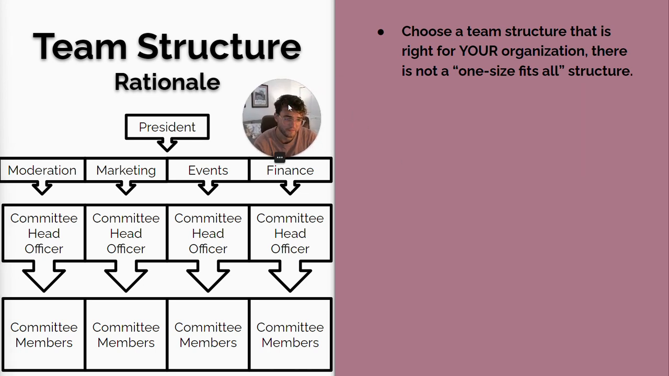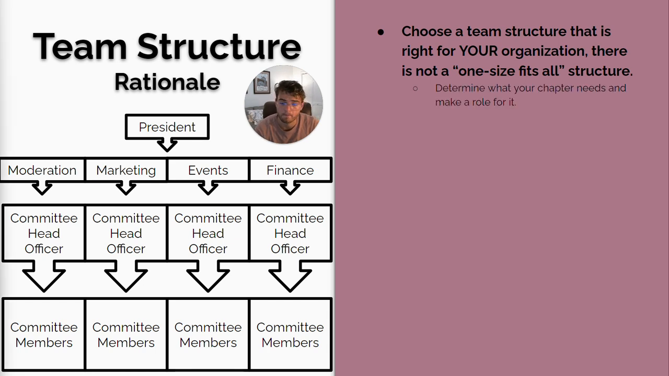There is no one-size-fits-all structure, so determine your needs, determine your shortcomings, and maybe determine where you have too many people, and make sure that each role is filled with a responsible and effective leader. Determine what your chapter needs. If you need a role for events, if you need a role for photography, just determine what your chapter needs and make a role for it and hire that role.